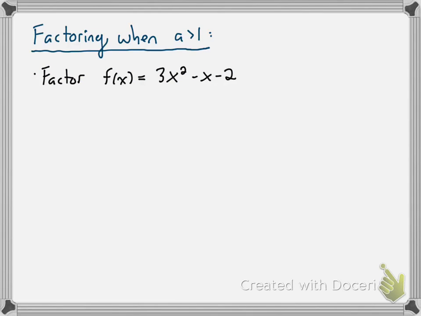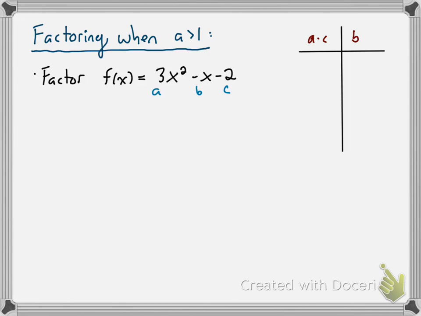Here I have the equation f of x equals 3x squared minus x minus 2. Currently I'm in standard form, and I want to get this to factored form. So similarly to how we did the ones where the leading coefficient was 1, I'm going to do the AC method. So I want two numbers that multiply to give me my A times my C value and add up to give me my B value.